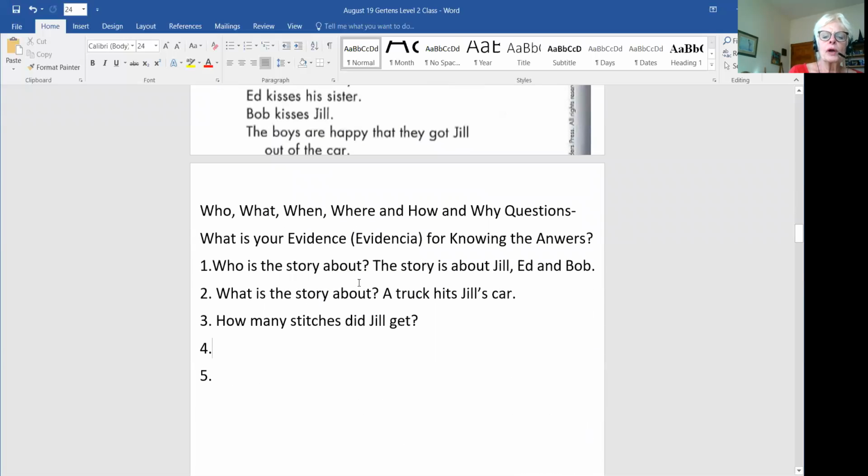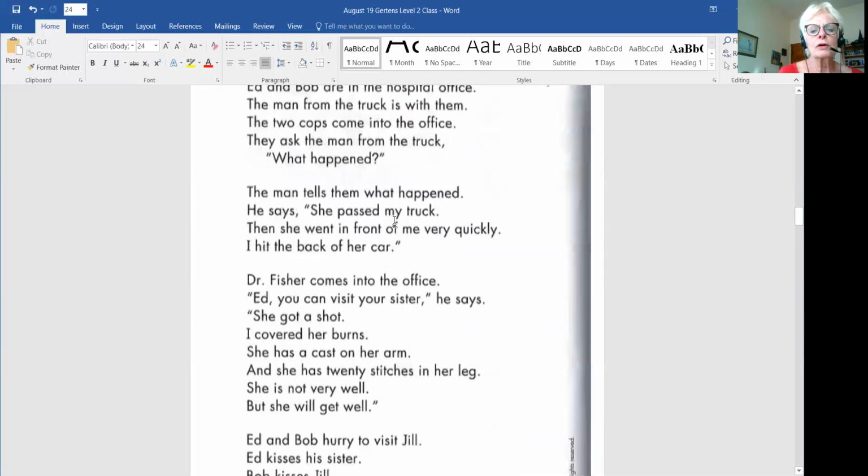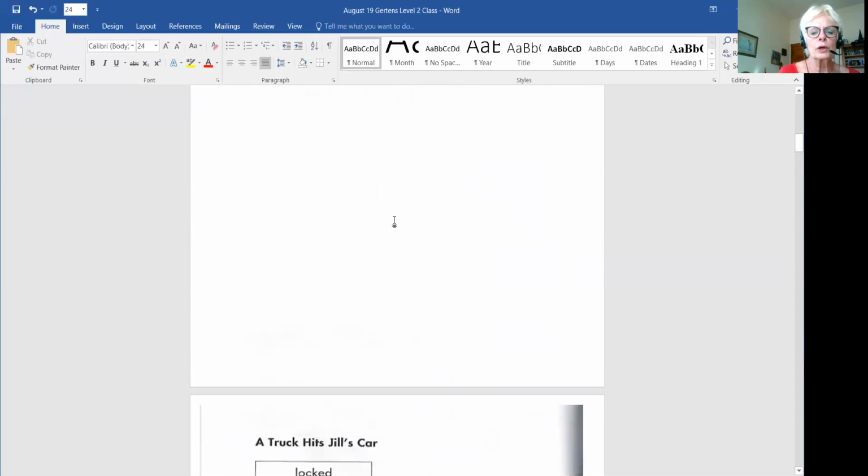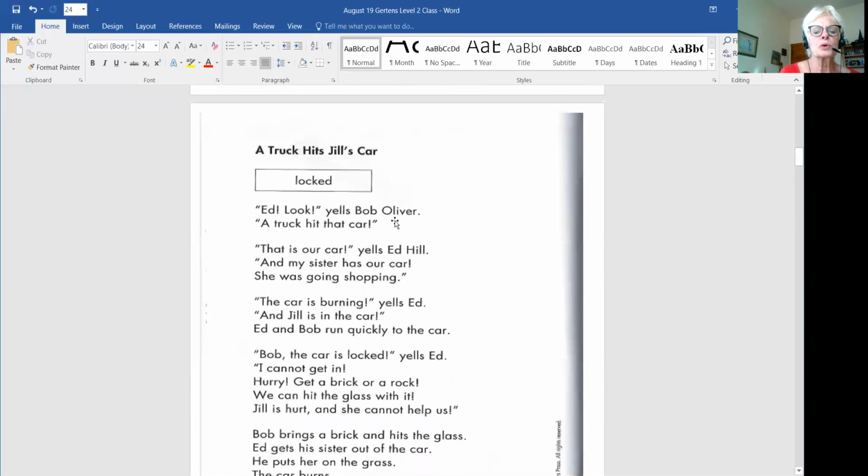What is the story about? Well, we know the story is about a truck hits Jill's car. And our evidence is by looking in our title, because we know when we look in a title of a story, it shows us what the story is about. A truck hits Jill's car is what the story is about.